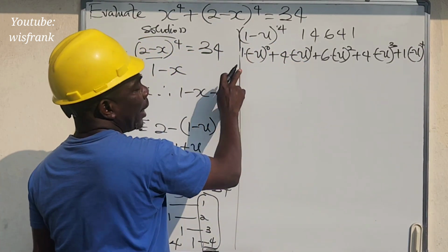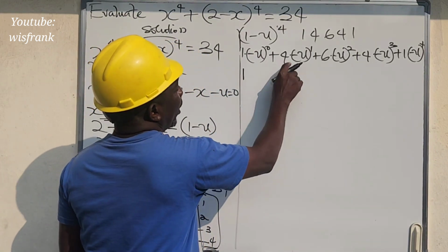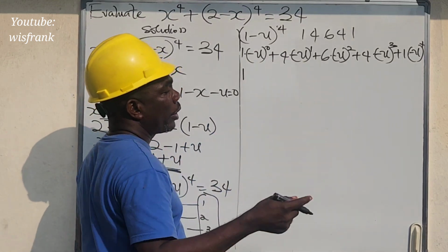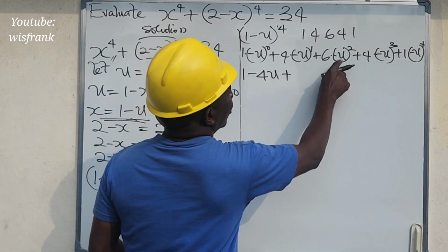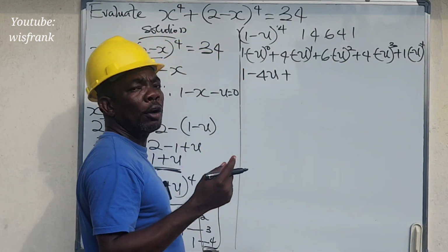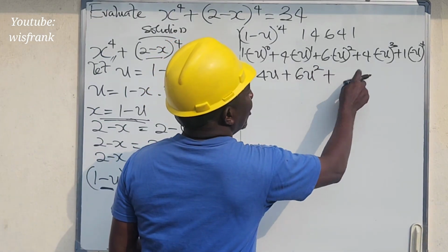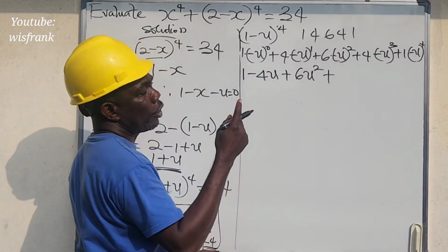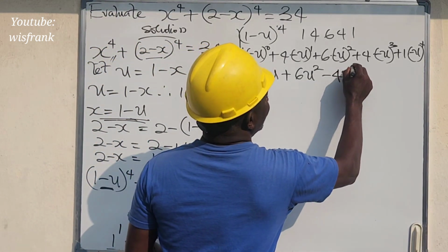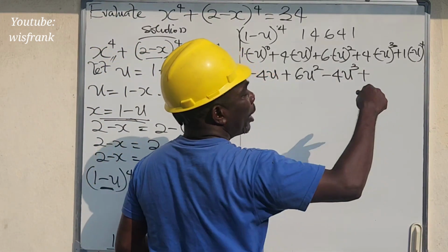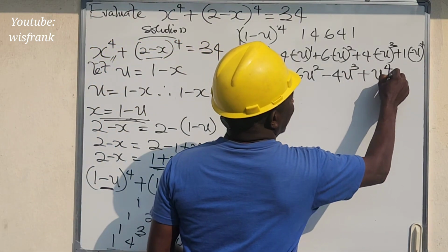We know that anything raised to the power of 0 is 1, so it's going to be 1 times 1, which is 1. We have (−u)^1 is −u; −u times 4 gives us −4u. Then (−u)^2 is plus u^2; u^2 times 6 gives 6u^2. We have (−u)^3 is −u^3; times 4 gives us −4u^3. Then (−u)^4 is plus u^4; times 1 gives us plus u^4.